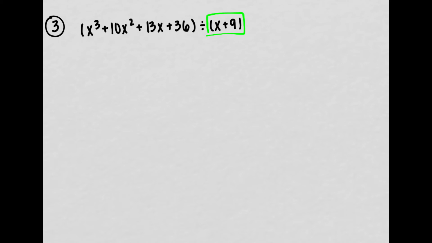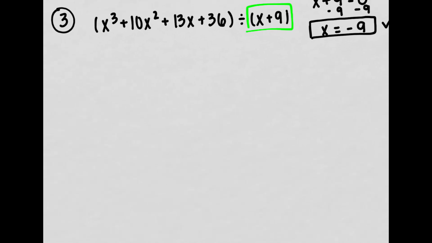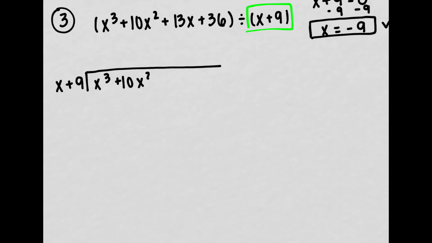So in order to even see if we can do synthetic, I take what I'm dividing by, I set it equal to 0, and then I solve. So I subtract 9 from both sides, and I get x is equal to negative 9. This right here, since it's a whole number, tells me that I could use synthetic division if I wanted to. We're going to go ahead and start with the long division though. So on the outside, you have what you're dividing by, which is x plus 9. And underneath your division symbol, you have x cubed plus 10x squared plus 13x plus 36.